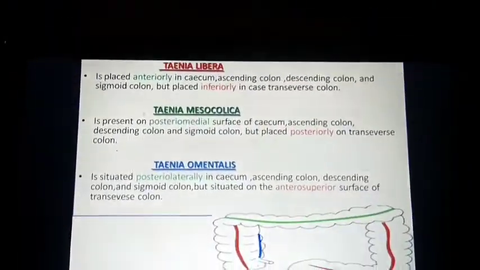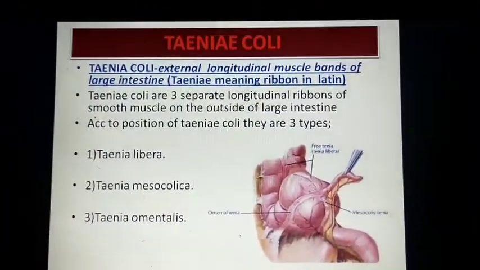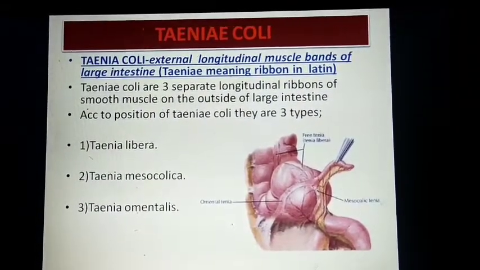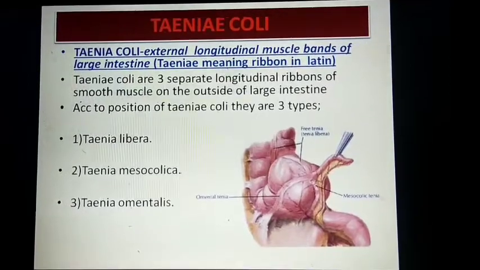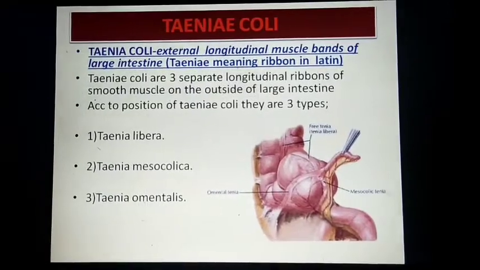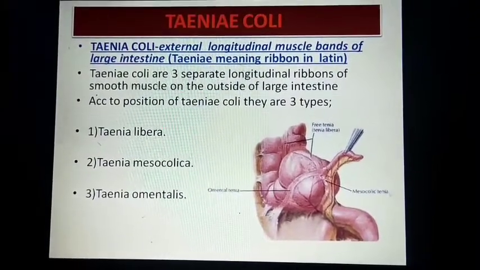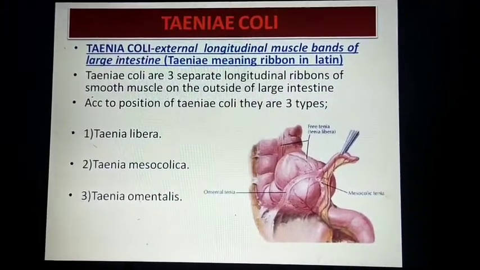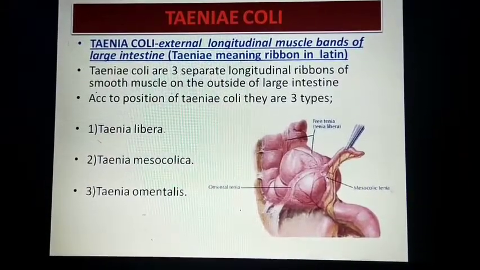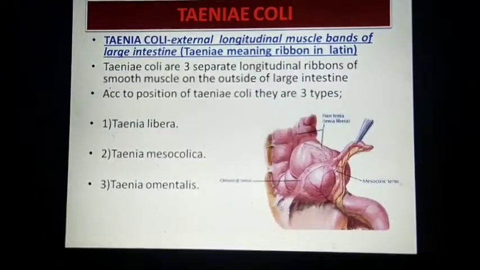Now we can study what is meant by the Taenia coli. The Taenia coli are the external longitudinal muscle bands of the large intestine. Taenia means ribbon-like structure; Taenia means ribbon in Latin. The Taenia coli are three in number in the large intestine, three separate longitudinal ribbons of smooth muscle on the outside of the large intestine.